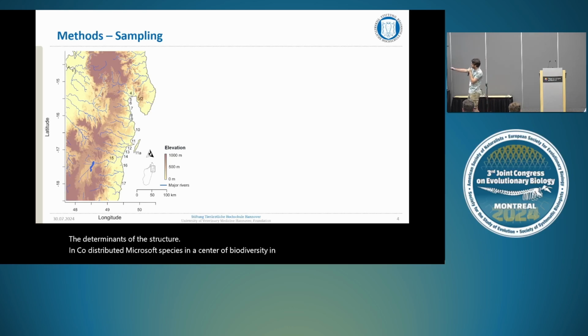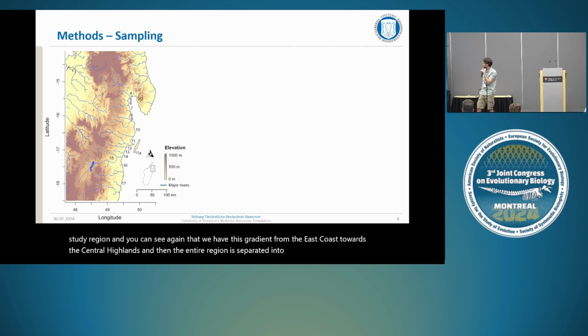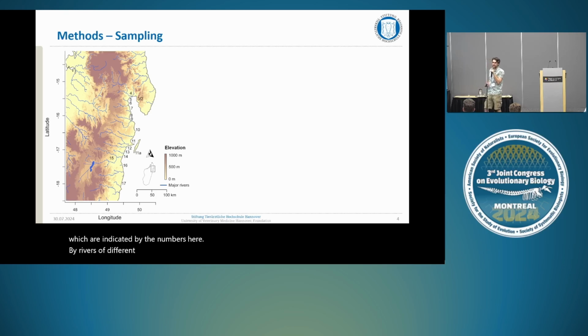So this is our study region. And you can see again that we have this elevational gradient from the east coast towards the central highlands. And then the entire region is separated into 17 inter-river systems, which are indicated by the numbers here, by rivers of different size and different watershed altitudes.